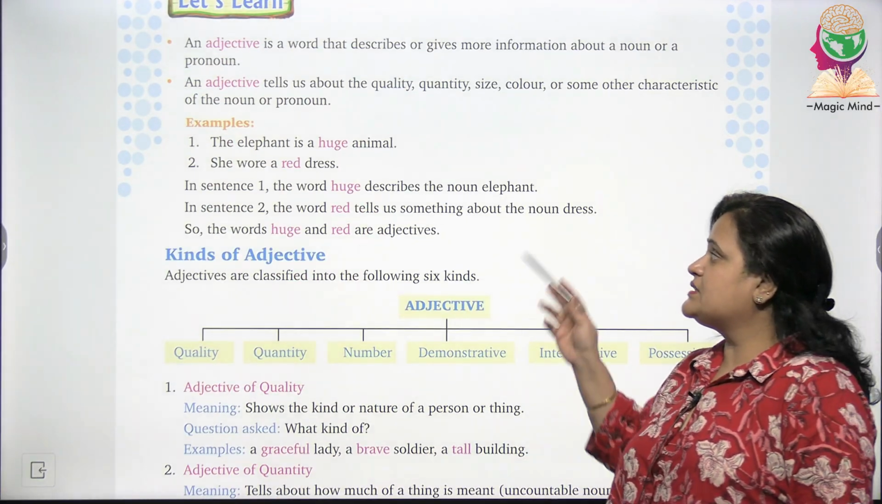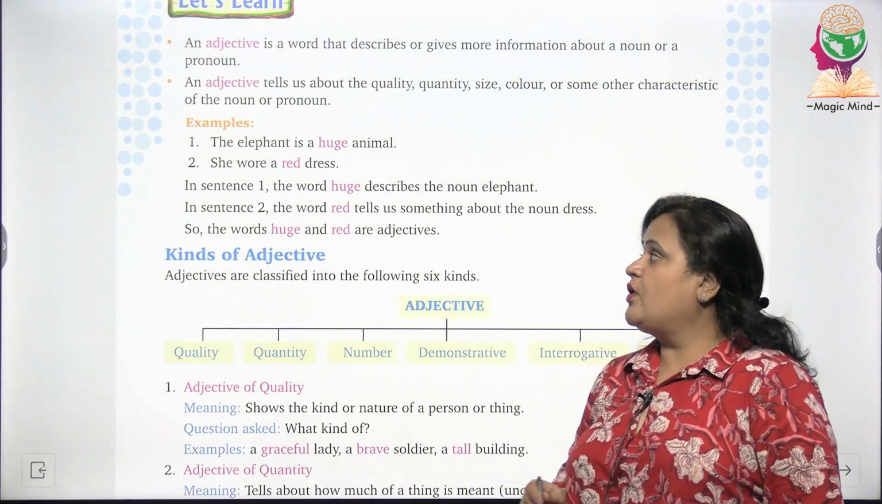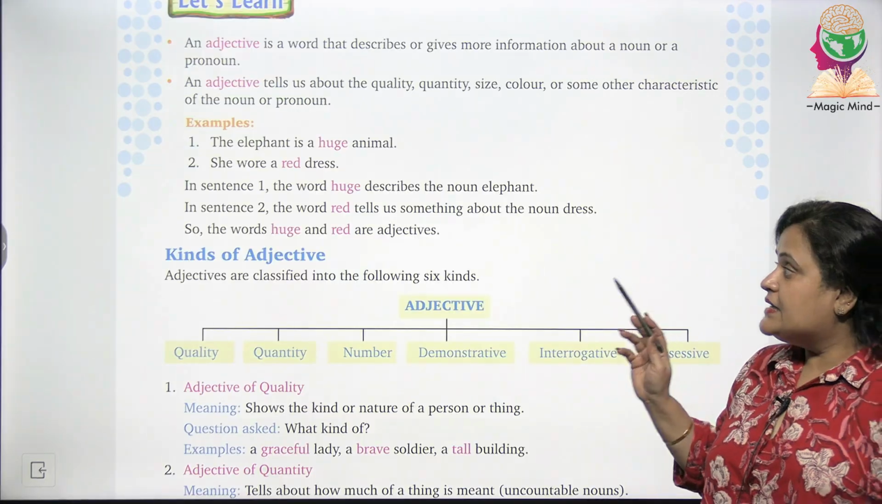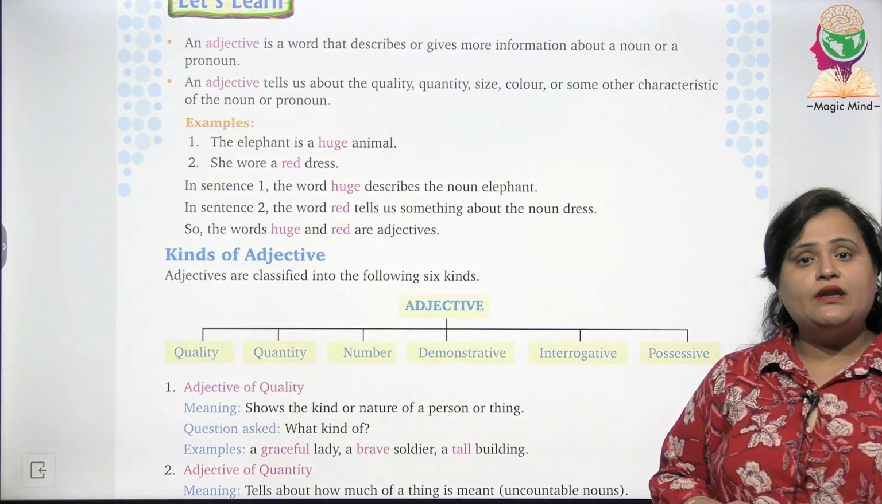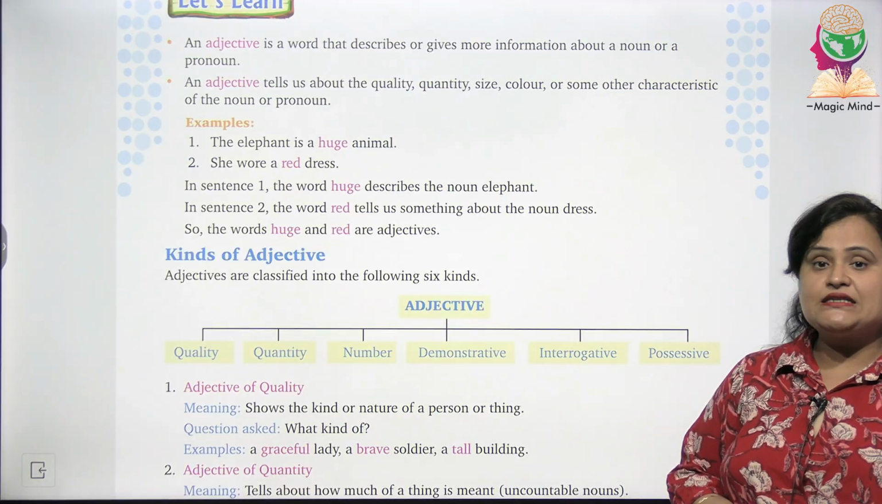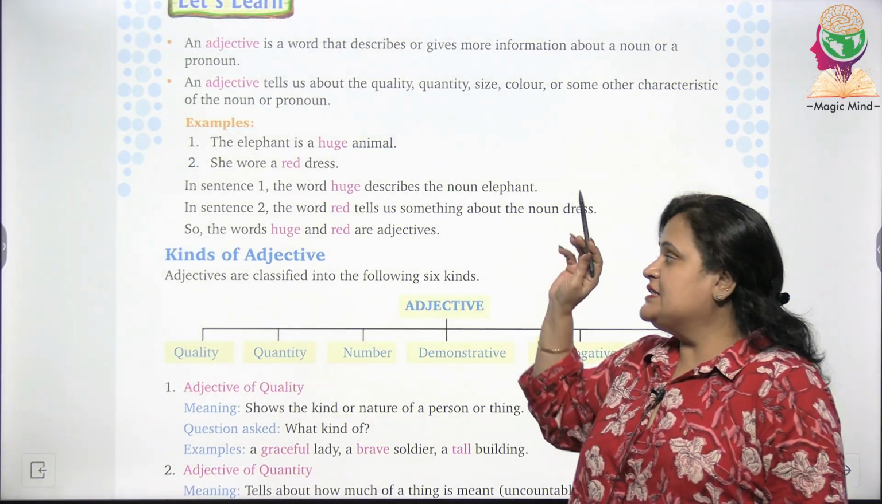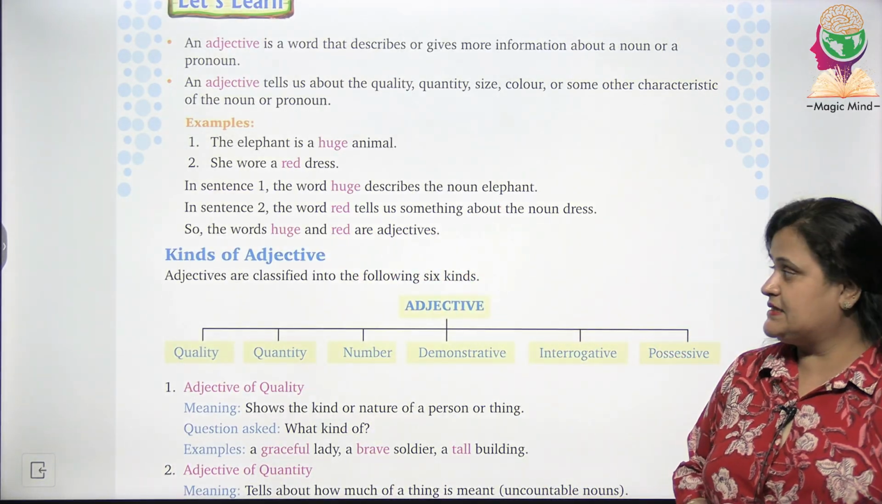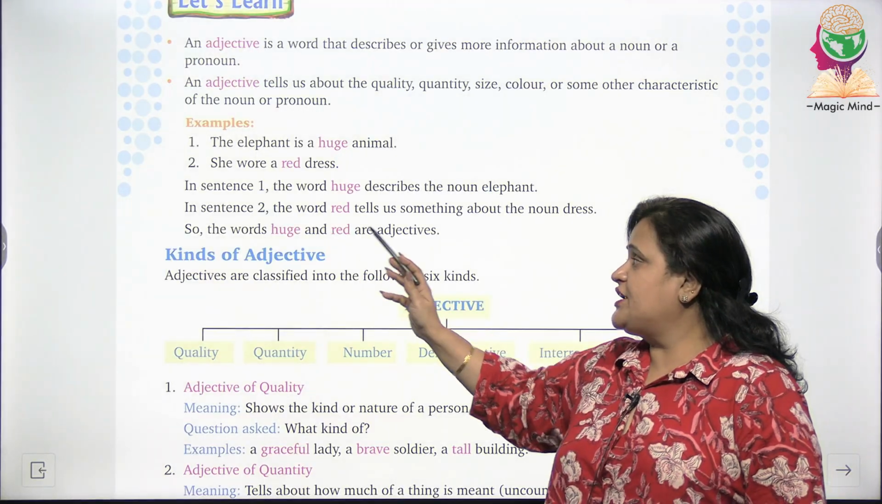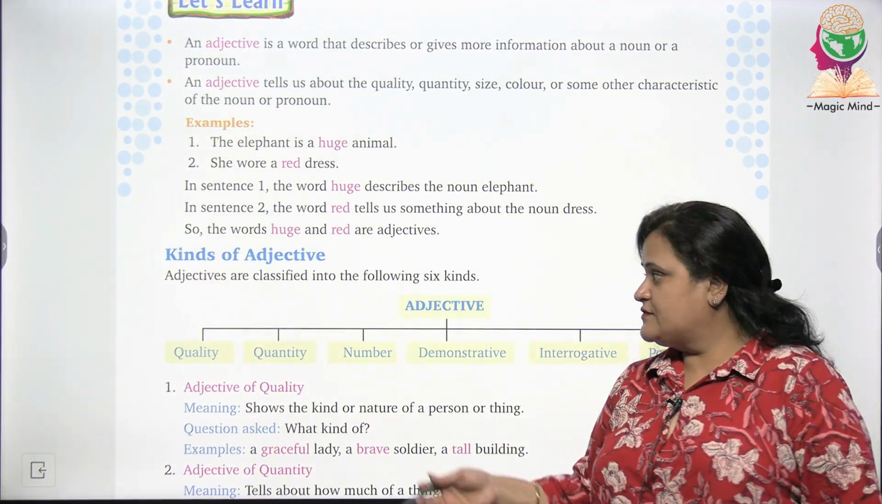Examples: the elephant is a huge animal. She wore a red dress. Sentence 1. The word huge describes the noun elephant. क्योंकि elephant कैसा है? Huge है. In sentence 2, the word red tells us something about the noun dress. So the words huge and red are adjectives.